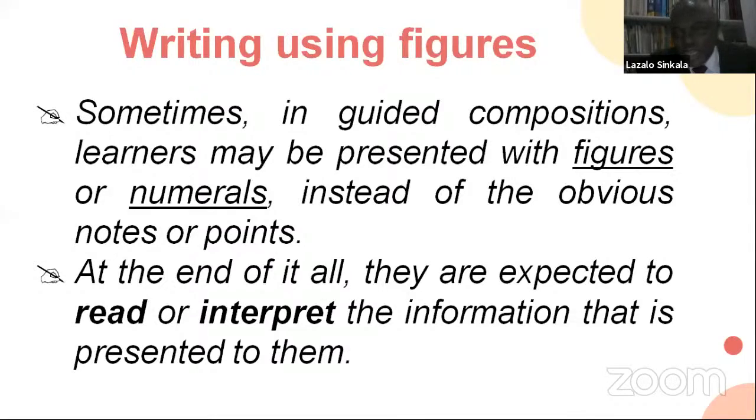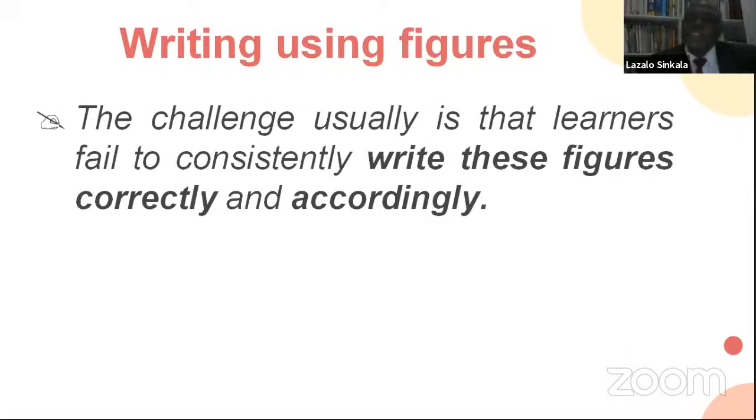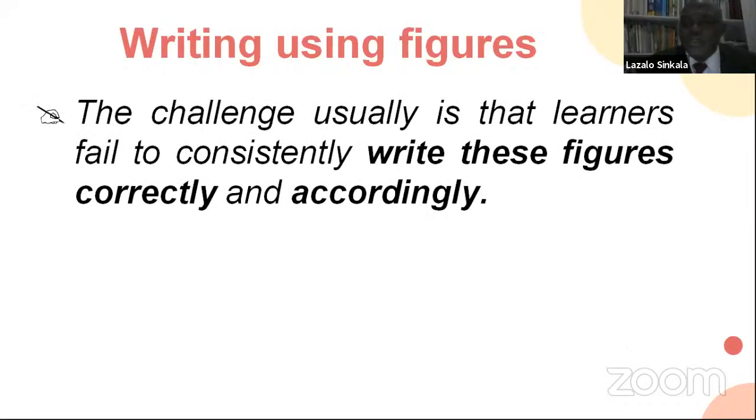But many times, especially lately, we've seen situational compositions come with figures and statistics, and some people have even termed these compositions statistical compositions. It's not statistical composition, it's just composition, except it involves figures. So at the end of it all, they are expected to read or interpret the information that is presented to them. The challenge usually is that learners fail to consistently write these figures correctly and accordingly.